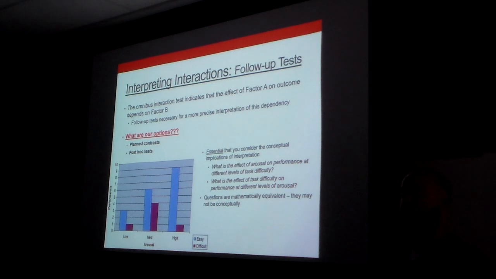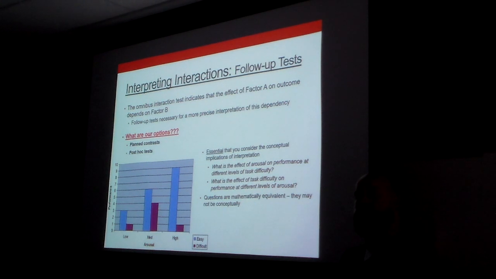Now there's a couple different ways conceptually I can go through and approach this. I could ask myself, what's the effect of arousal on performance at different levels of task difficulty, right? Or I can say, what's the effect of task difficulty on performance at different levels of arousal, right? Again, these are mathematically equivalent. It doesn't matter which way I go through and do this. I could do either one, but they may not be conceptually the same thing.